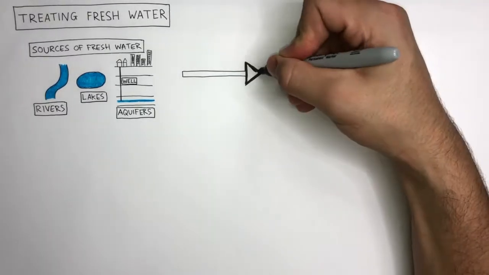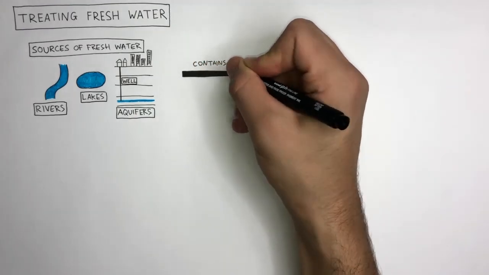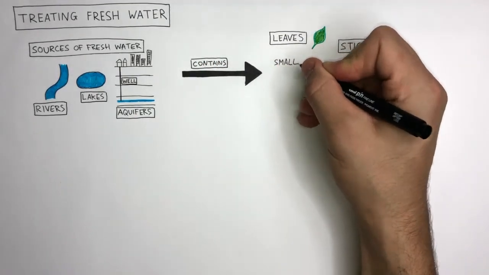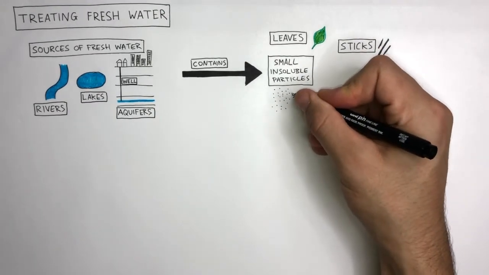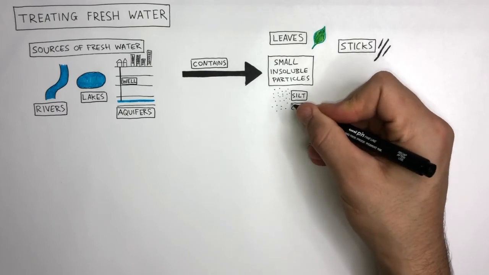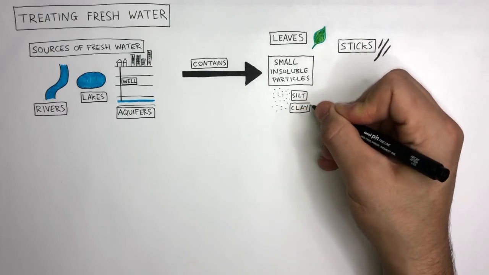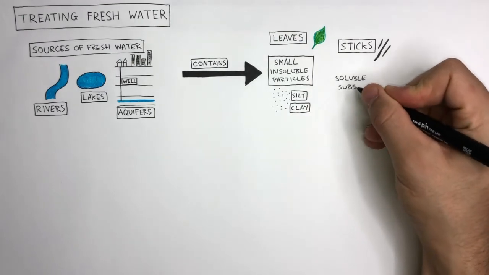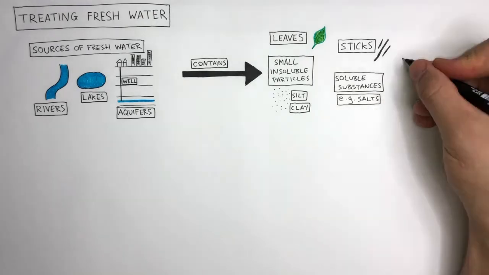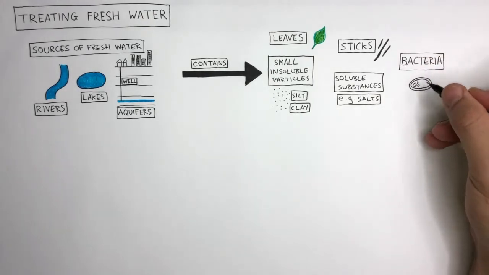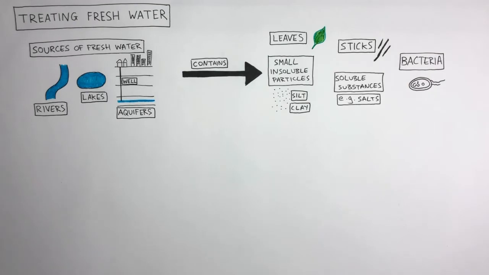Fresh water is not yet safe to drink as it contains leaves and sticks, also small insoluble substances which cannot dissolve in the water. For example, silt and clay are suspended and you cannot drink the water if it contains silt and clay. Fresh water also contains soluble substances such as salts. These salts are dissolved throughout the water. Bacteria and other microorganisms can also be found in fresh water. We are not able to see these with our eyes, so it's important that we are sure that the water we drink does not contain any bacteria which could cause us harm.